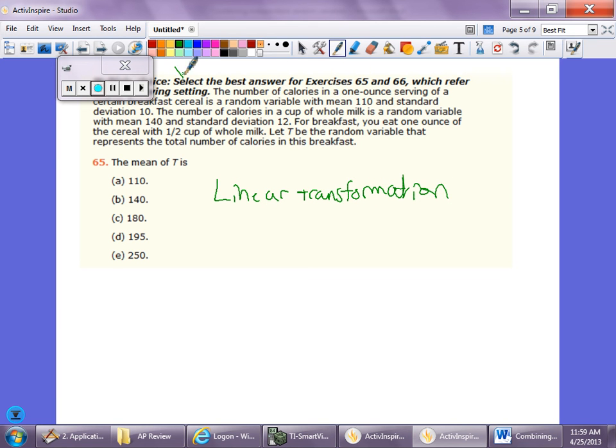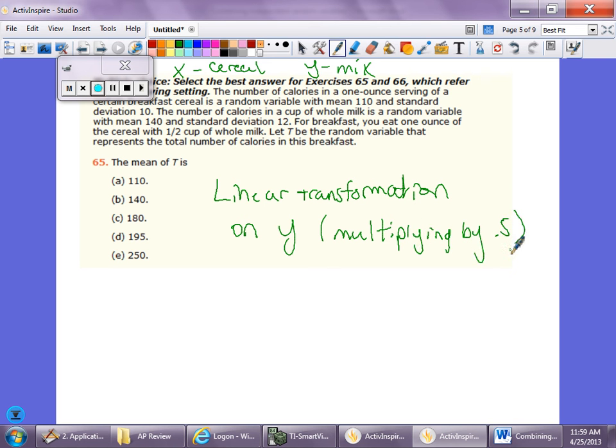Let's first call x the cereal random variable and y the milk random variable, okay? So we're doing a linear transformation on y. We are multiplying by 0.5. And after we do the linear transformation on y, we are then combining via addition, because we're eating cereal and milk, so it's an addition. We are combining via addition our x and y variable.